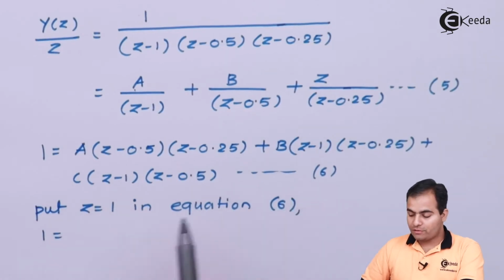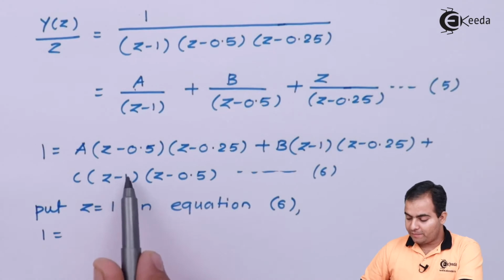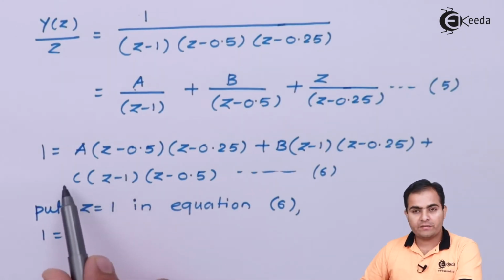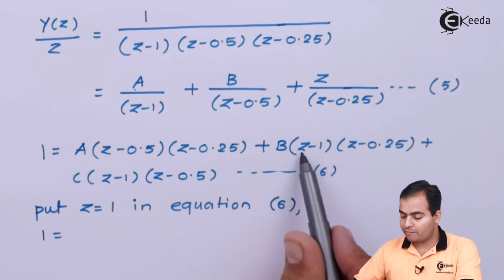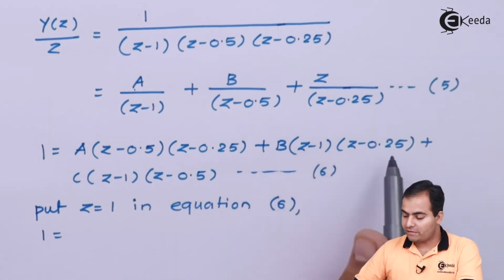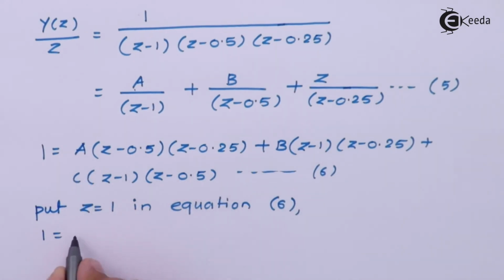I'm going to substitute z equals 1 in our equation. Now look here, at this place if I replace z by 1, then this whole bracket will give us 0 value, and 0 into anything, the answer is 0. Similarly with this also, in case of b, if z is replaced by 1, then the 1 gets cancelled and the whole bracket will give us value 0. So you will get only the value of a.